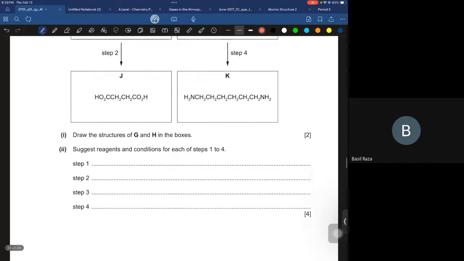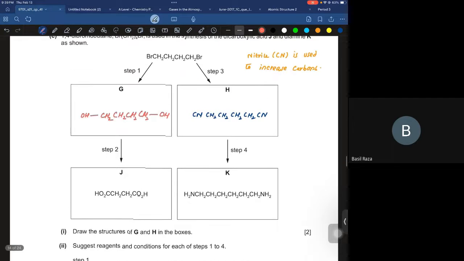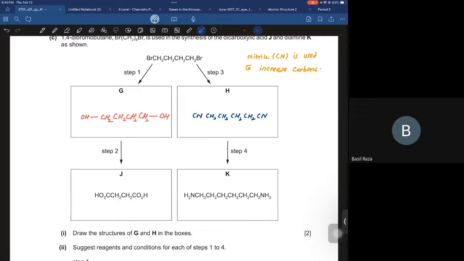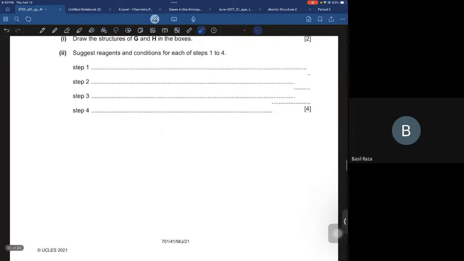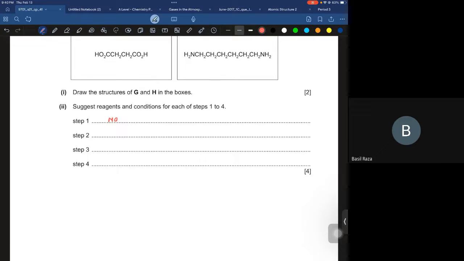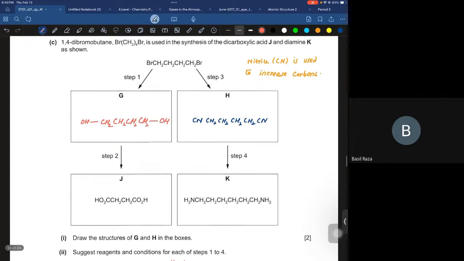So step number one is, what can I write? What should be the reagent and conditions if you are going to substitute this bromine by OH? What reagent and conditions am I supposed to add in this? Any idea? So in step one, NaOH, aqueous or ethanol? Aqueous, exactly. So it's aqueous NaOH and heat.